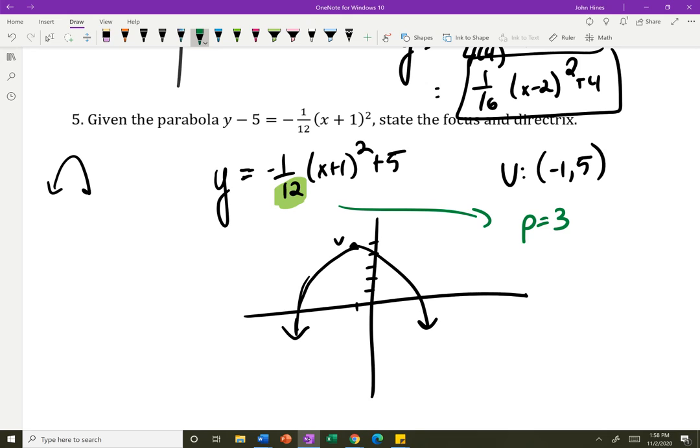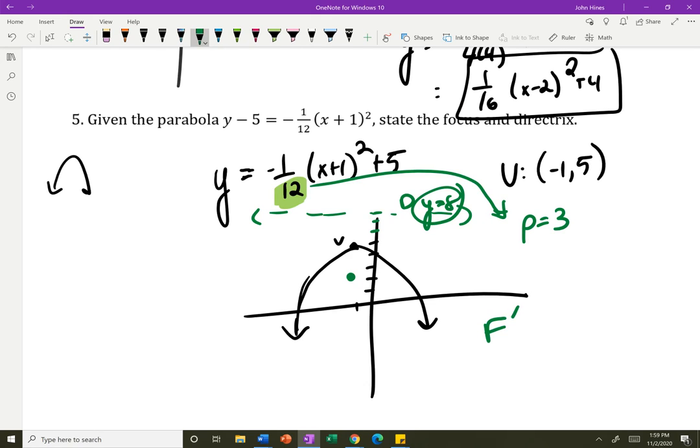So from the vertex, I need to go up 3 and down 3. Up 3 is going to be my directrix, right? I was at 5, 6, 7, 8. Up 3, my directrix has to be up top because I can't cross through it. So that's y equals 8. And my focus is down 3. There's my focus. What point is that? Down 3, 5, 4, 3, 2. So my focus is the point -1, 2, because I just went down 3 units, that focal length.